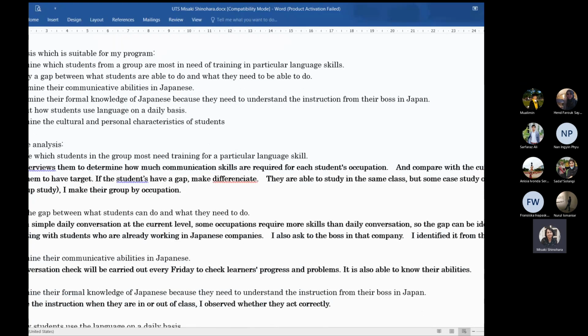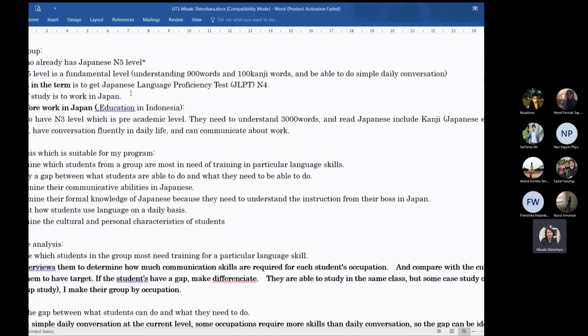Yes. I have to make a design and target. Target, I already have it in the top. My target is to get the Japanese language proficiency test N4. They already have the target set because they must have N4. So that is their target. But how about the design?